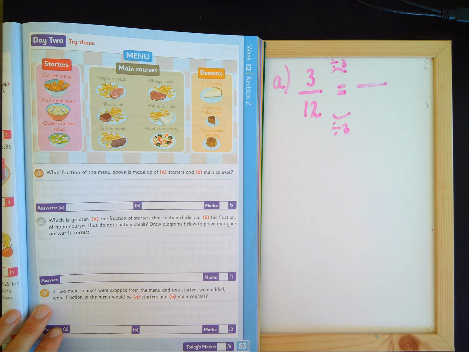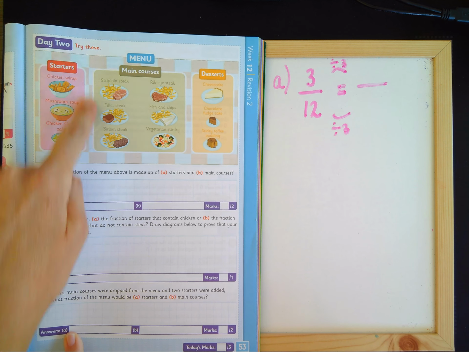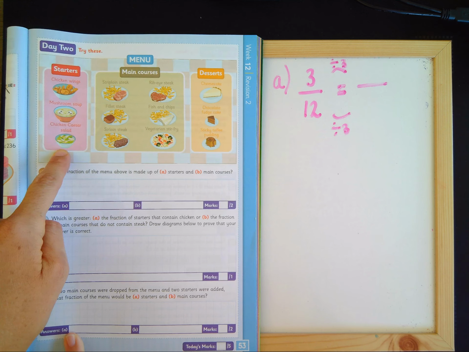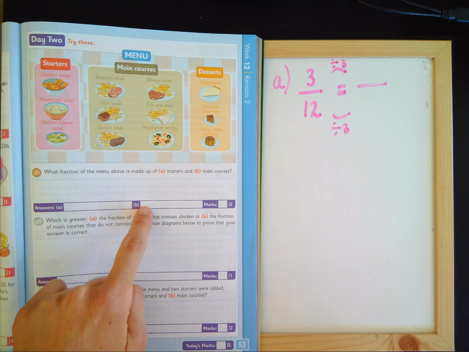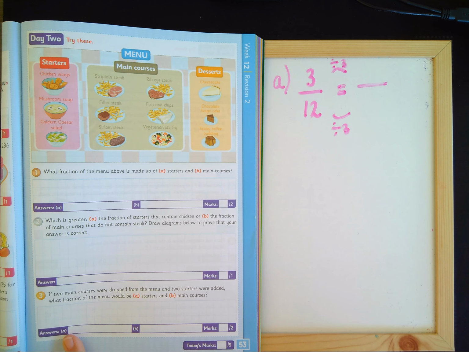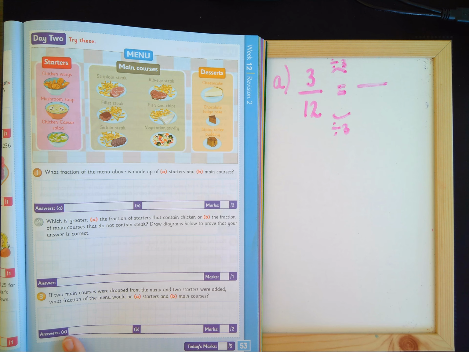Which is greater? The fraction of starters that contain chicken. So you have to work out the fraction just of starters. So how many out of 3 contain chicken? And write that down for A. Or B, the fraction of main courses that do not contain steak. So you count the number that don't contain steak and you write that down over 6, okay, and simplify if you need to. Which is greater?